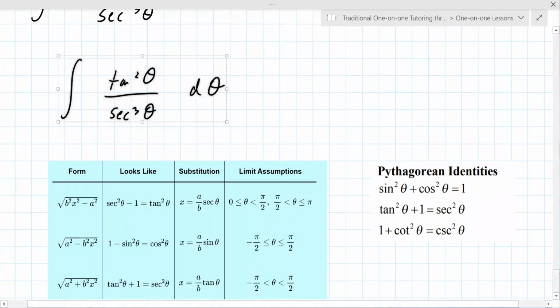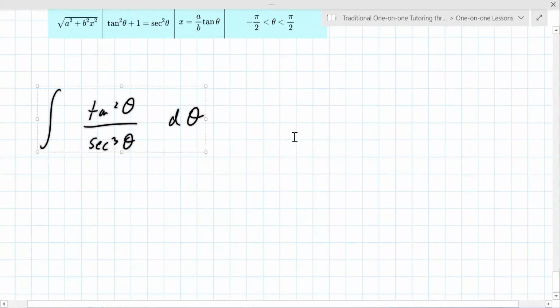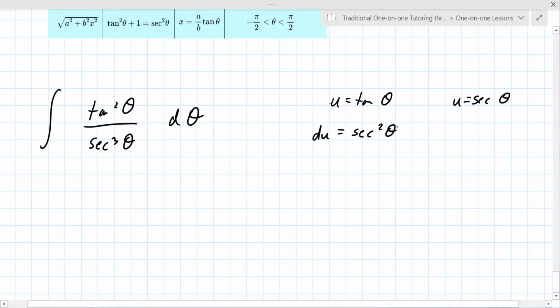This looks like a U substitution. U is either tangent of theta or secant of theta. So what is the derivative of tangent? Secant squared theta d theta. That kind of looks good. The derivative of secant is secant theta tangent theta d theta. That one also kind of looks okay.